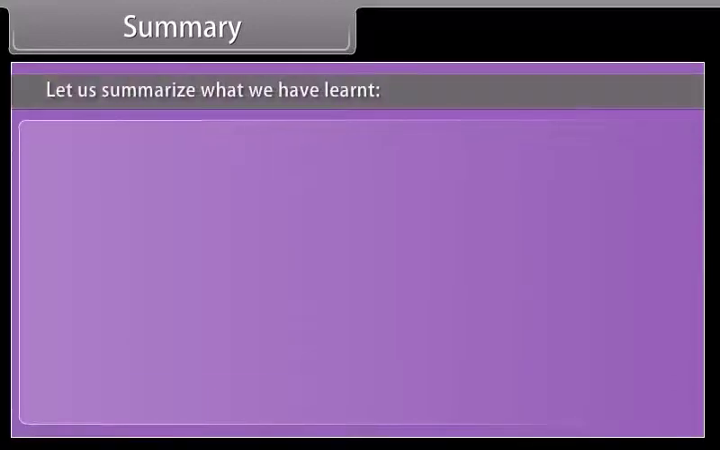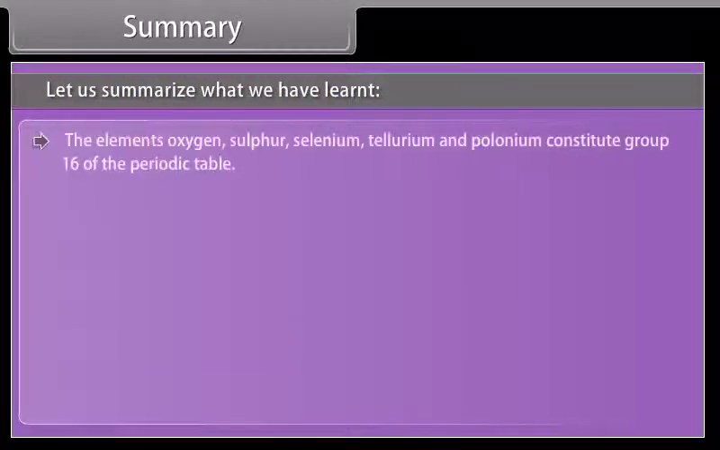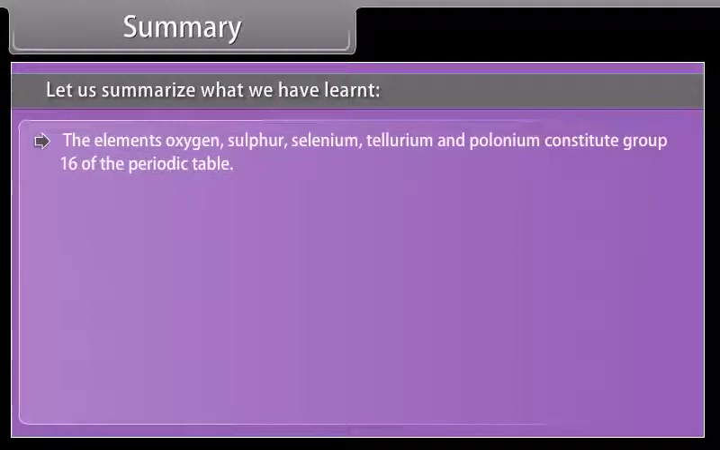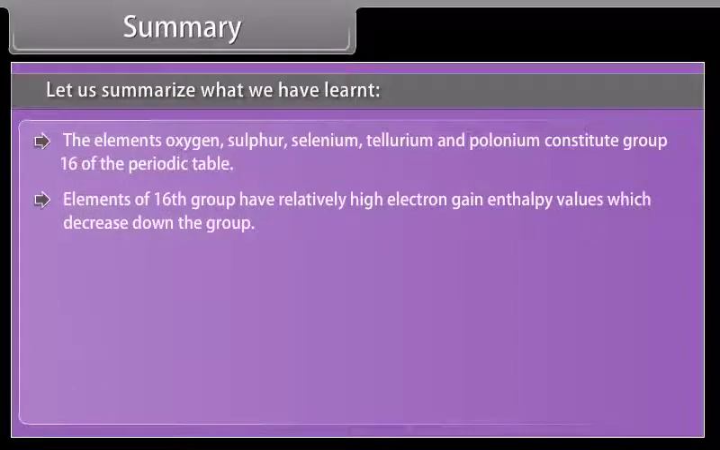Summary. Let us summarize what we have learnt. The elements of oxygen, sulfur, selenium, tellurium, and polonium constitute group 16 of the periodic table. Elements of 16th group have relatively high electron gain enthalpy values which decrease down the group.